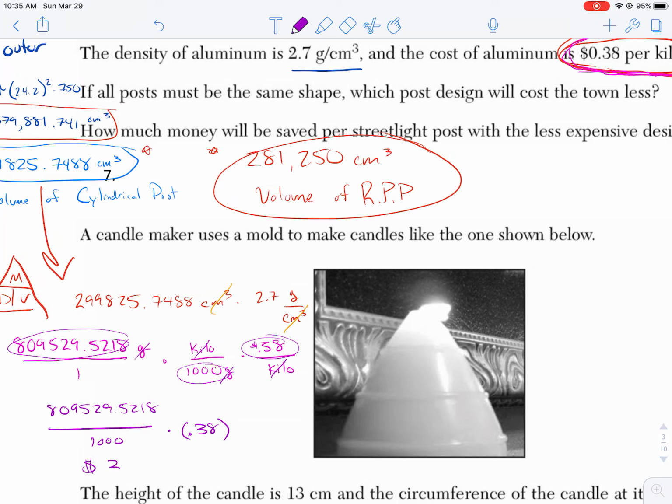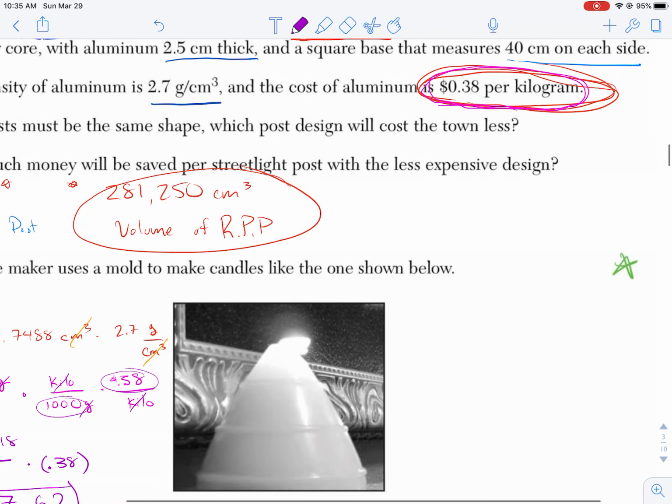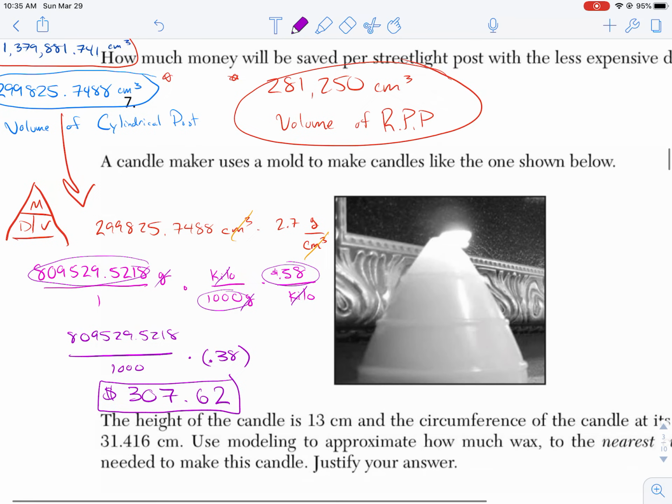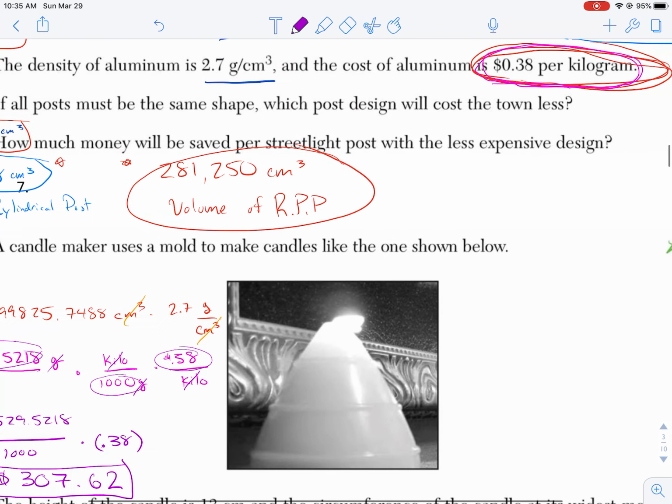Phew! Bless me. All right. And so the cost, finally, of this cylindrical post for the town will come to $307.62. Okay, let's go over to the other side here. Make sure you got that in there.